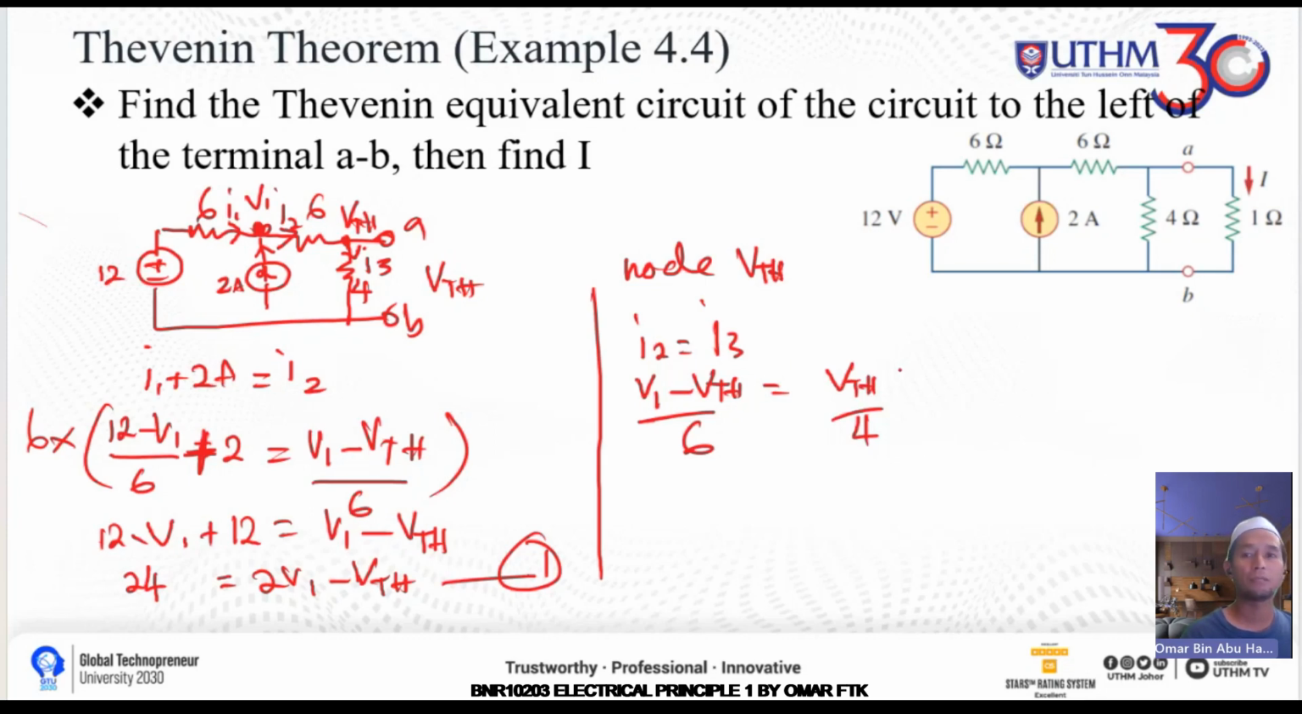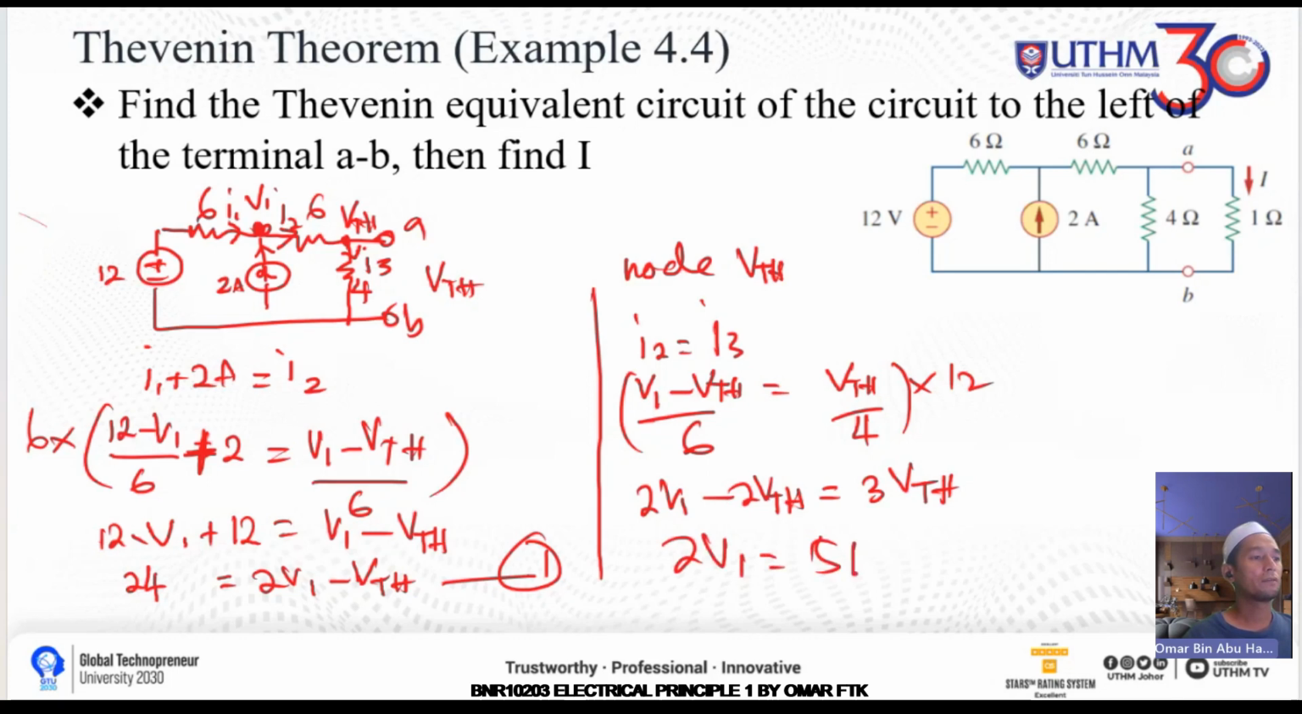First you have to multiply by 12 in order to remove the bottom part. So you will have 2V1 minus 2VTH equals 3VTH. From this you can move the minus 2VTH to the other side. 2V1 equals 5VTH. So this is the second equation.